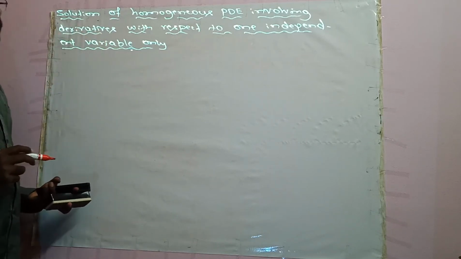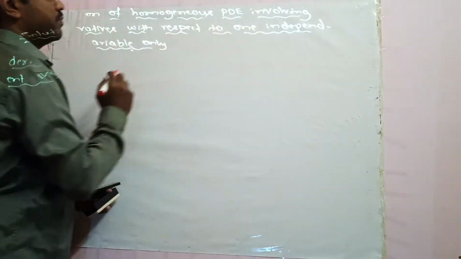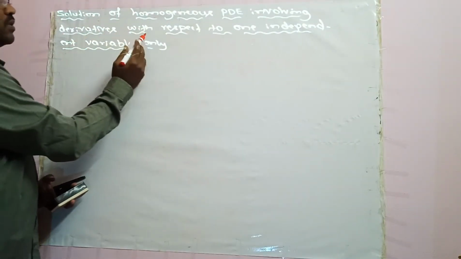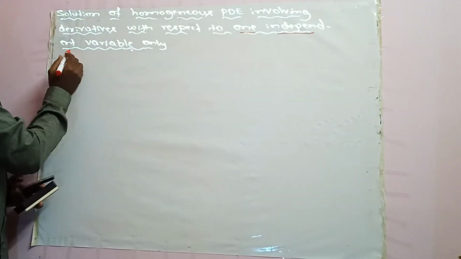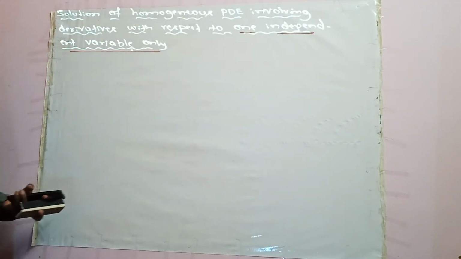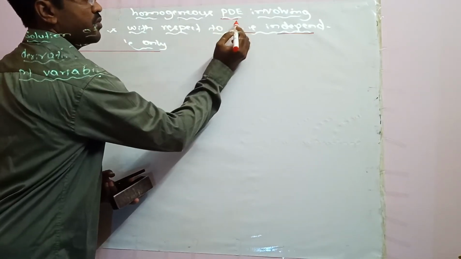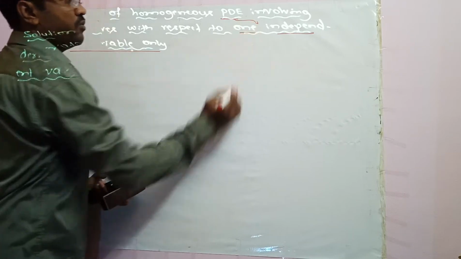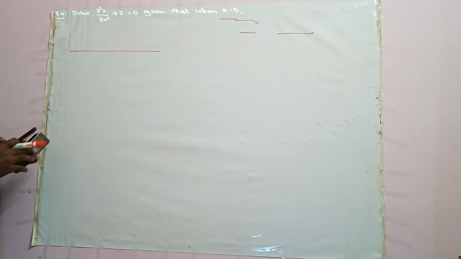Let us see the next topic, solution of homogeneous PDE involving derivatives with respect to one independent variable. We are going to see PDEs which involve only one independent variable. Let us see. Here is one example.